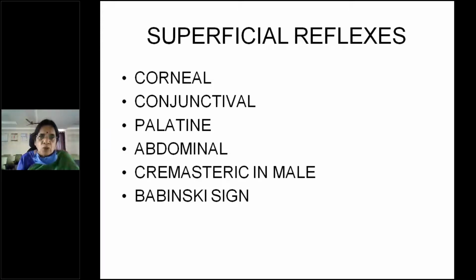Babinski sign. So usually all these will be absent, because for corneal and conjunctival, usually the fifth or seventh nerve you have to examine. So you have to take cotton, sharpened at one end, and touch the cornea and conjunctiva without coming into the field of vision. You have to touch and then see the blinking. And then the palatine reflex, I have told already.